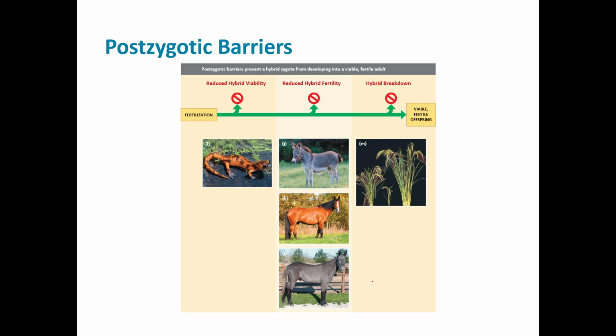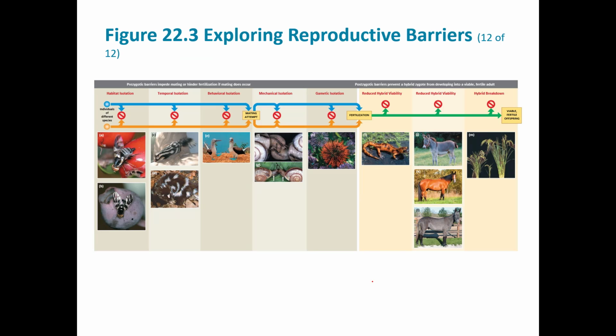Now, if you've overcome all of that, if you're in the right place at the right time, and your behavior's okay, and your parts line up, and your egg and sperm fuse together, and your offspring are viable, and they're fertile, and they give rise to offspring that are viable and fertile, then we can consider those two species that started all this the same species based on the biological species concept. So you can see all of that together.